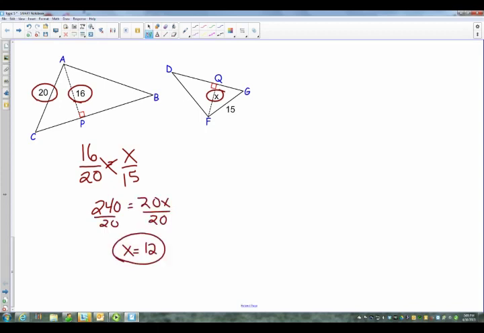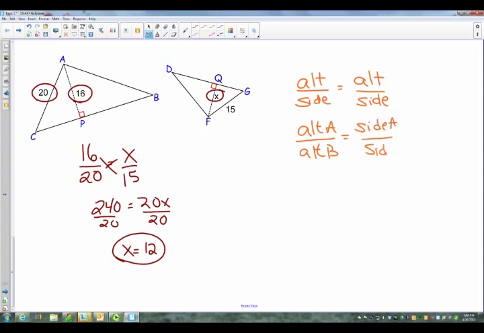And there's your solution. Now, one of the things you really want to watch for is making sure that you pick out the corresponding parts and set them up in the correct order. So if I have an altitude over a side for my first one, I need to make sure I have an altitude over the side in the second one. If I put my altitude of the first figure over the altitude of the second figure, I want to put the side of the first figure over the side of the second figure for my second ratio. Just watch that. That's one of those pretty common errors that I've seen over the years, and I would just hate to see you guys make that same mistake.